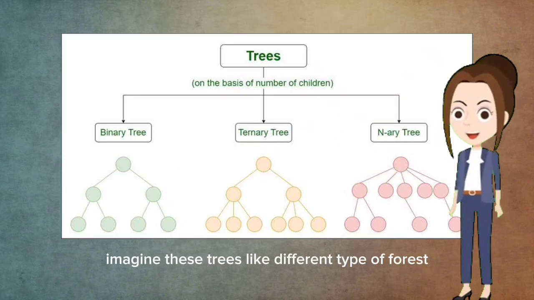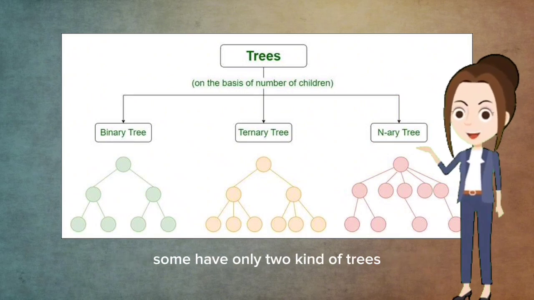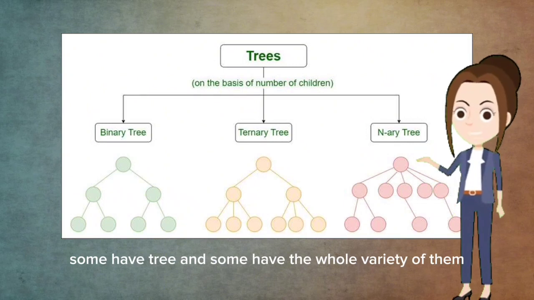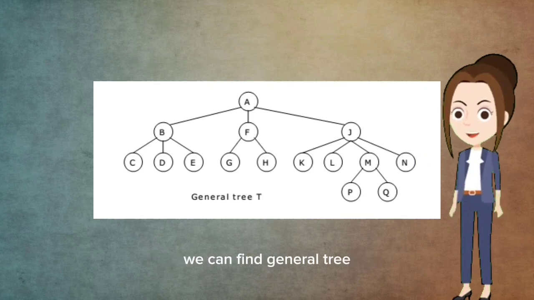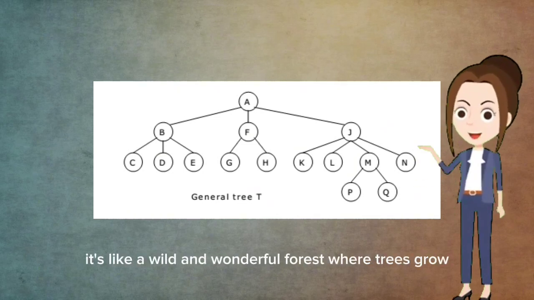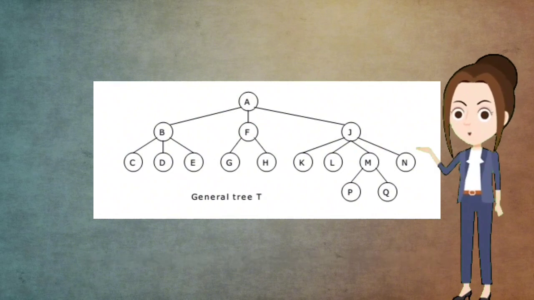Imagine this tree is like different types of forests. Some have only 2 kinds of trees, some have 3, and some have the whole variety of them. Within the world of n-ary trees, we can find the general tree. This type has no specific constraints on its hierarchical structure. It's like a wild and wonderful forest where trees grow however they want.